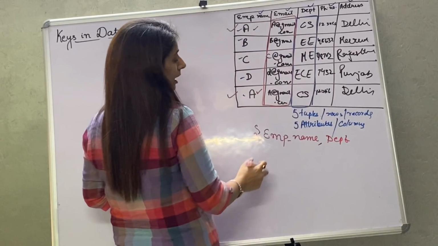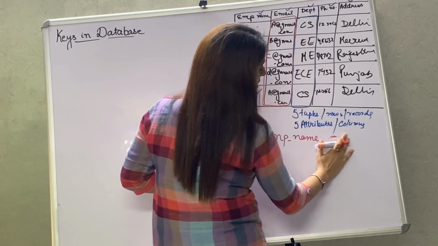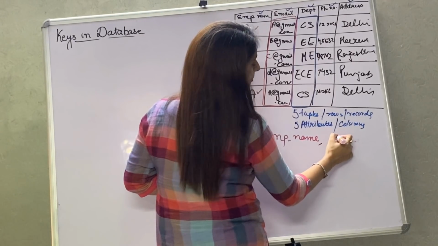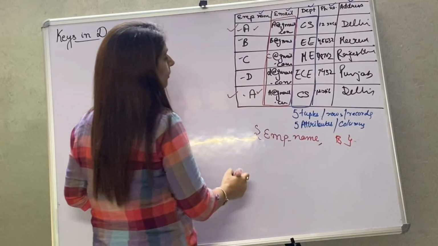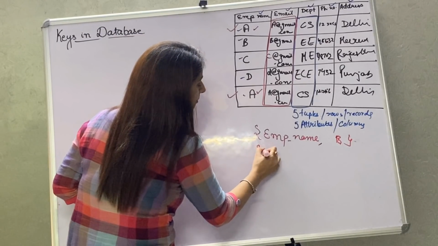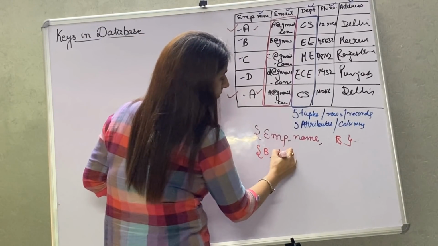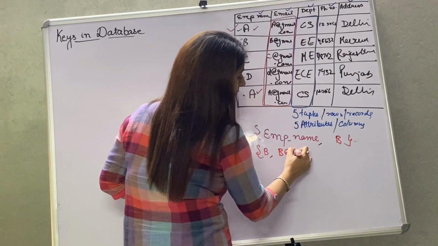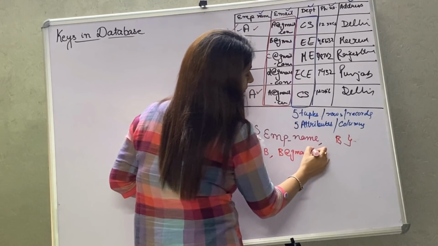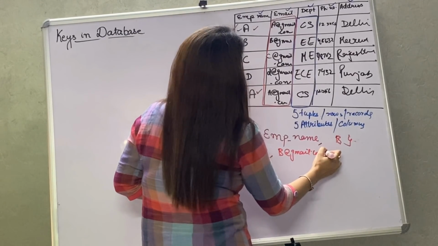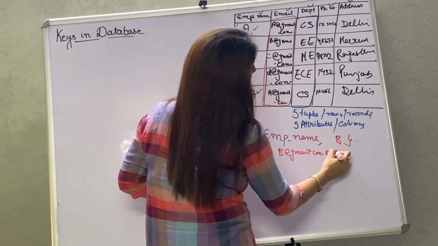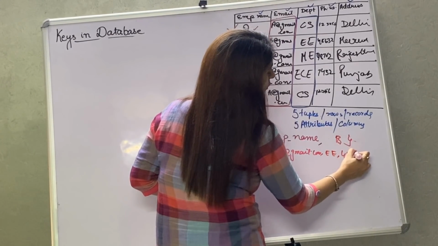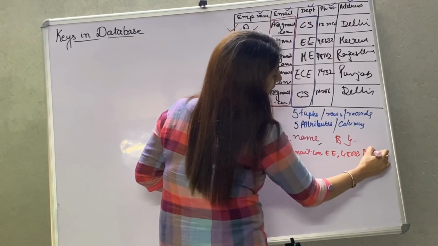Okay, employee name, I will say employee name B. So what will it do? It will give me the data for B: email address, its department, then the number, whatever the number is, then the address.